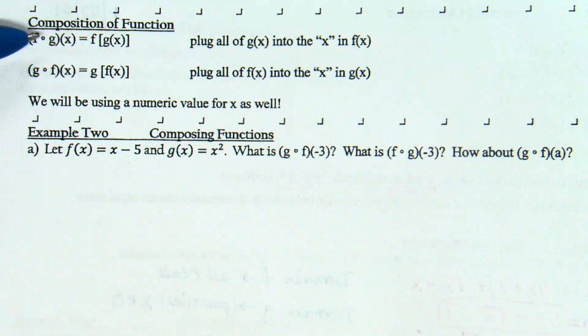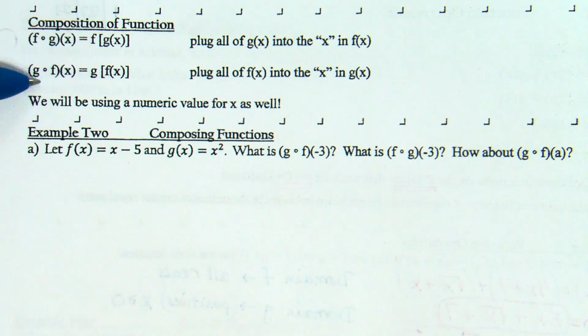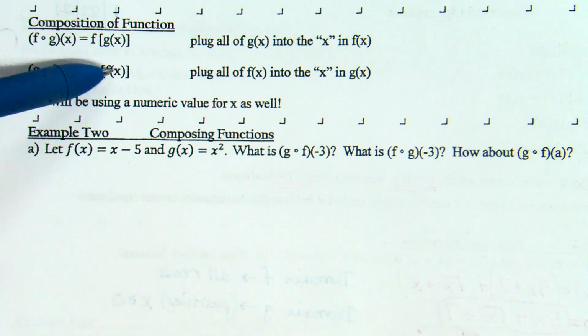Okay, now what that means, so right here, Fogg, f composed with g of x, means I'm going to do f of g of x. And basically what it means is we're going to take g and we're going to plug it into f. And I will walk you through this step by step. When you see Goff, where it's g composed with f of x, that's g of f of x, and that means, notice this time, f is on the inside. So we're going to take f and we're going to put it into g.